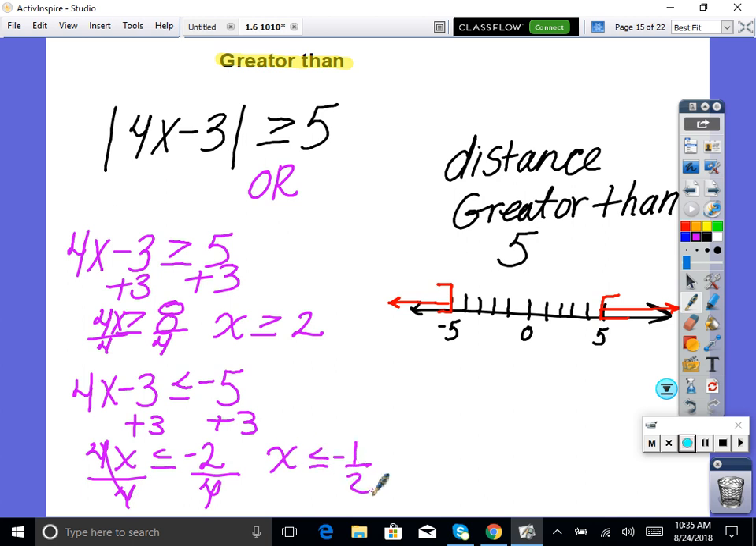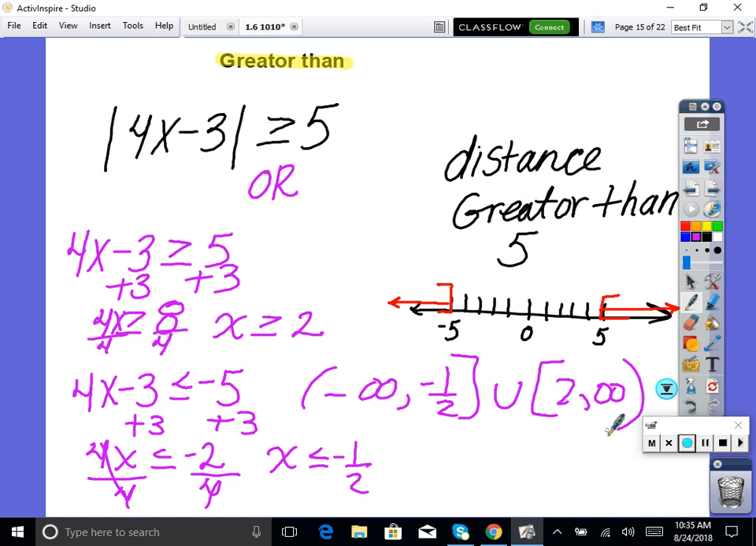So think about it. Since it's or, either answer gets to come, right? So it's pointing this way. Isn't it going to negative infinity? Negative infinity up to negative 1/2, isn't it? Parenthesis, bracket, then it's union. Then we jump over and we have any x value starting at 2 or above. So 2 to infinity. Okay? Pretty okay?